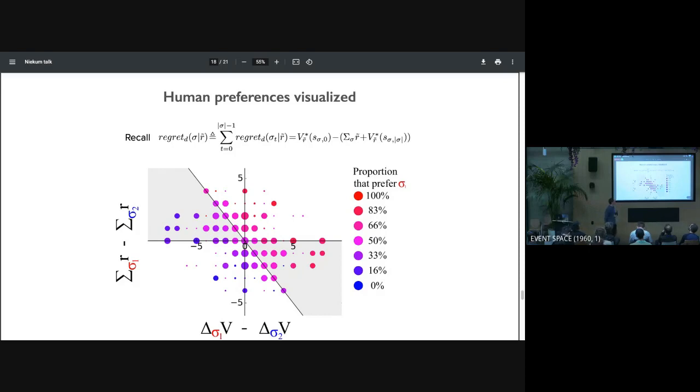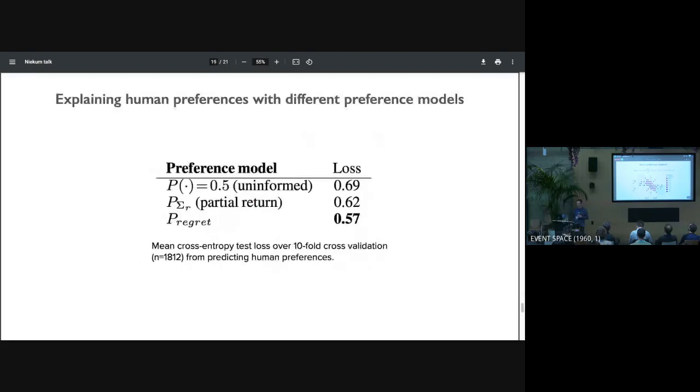And what that ends up meaning is that the line of indifference for the return-based model is the line y equals 0. So if that really was a good explainer of preferences, we would just see one color across there, but we don't. We see a wide range of colors. The line of indifference for the regret model is y equals minus x, where we actually do see pink pretty much the whole way there, 50-50. And most of the differentiation is actually orthogonal to that, giving good support for the regret model being explanatory of preferences. We also see from a fit-based perspective that regret explains things better than either the partial return model or the uniform random model.